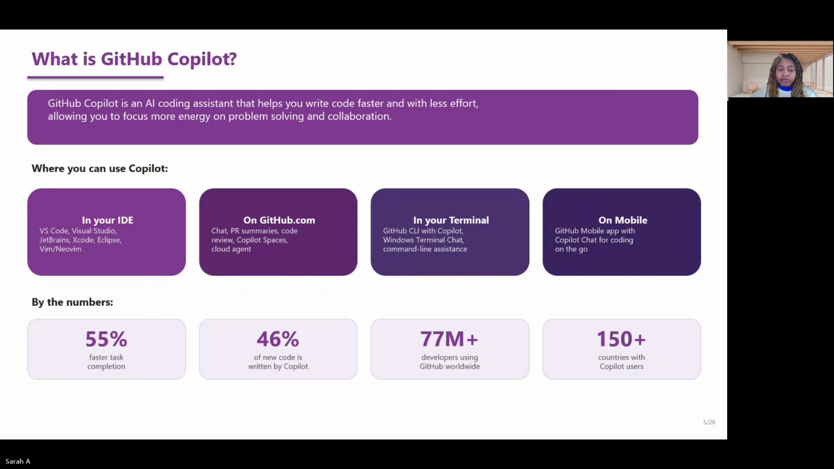Now let's talk numbers, because I think they are impressive. GitHub's own research showed that developers completed their tasks 55% faster with Copilot. That's nearly cutting the time of your work in half, right? These are not theoretical numbers. These are real productivity numbers from real developers, from real companies.